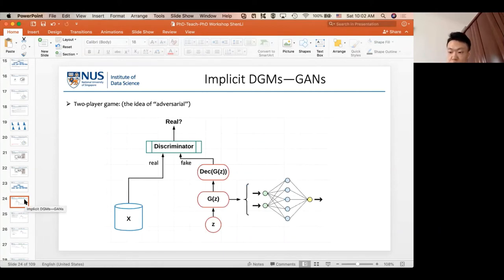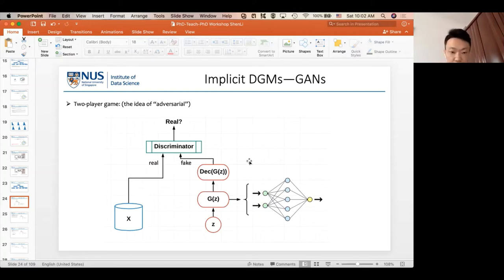So the design principle of implicit models such as GANs is quite intuitive and revolutionary. This is the very first work that introduced the idea of the adversarial. And as we show in this figure for vanilla GAN, I'm pretty sure you guys are very familiar with this.